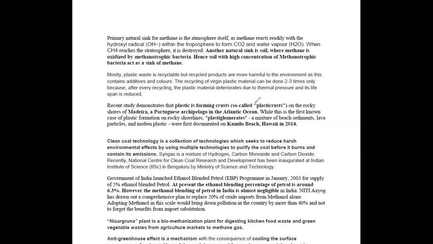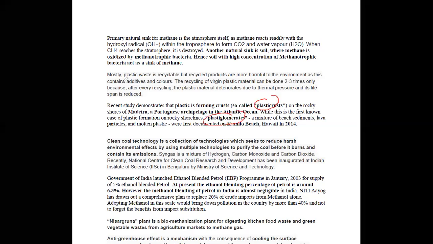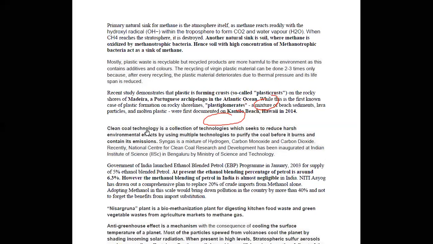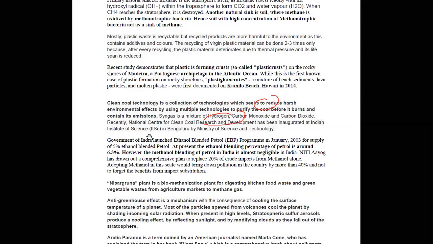So today we'll talk about plastic crust. Today we'll talk about plastiglomerates. After that, we'll also talk about certain phenomena like anti-greenhouse effect. What else? We'll also talk about what is Arctic paradox, India State Forest Report. We'll talk about that. And you know that this India State Forest Report is biennial in nature.